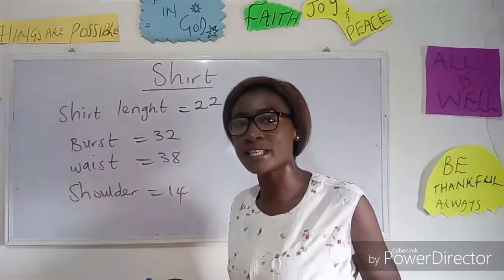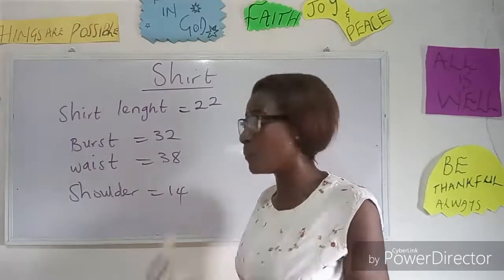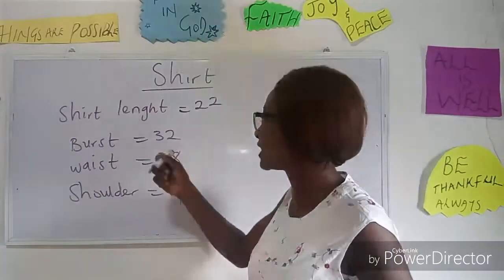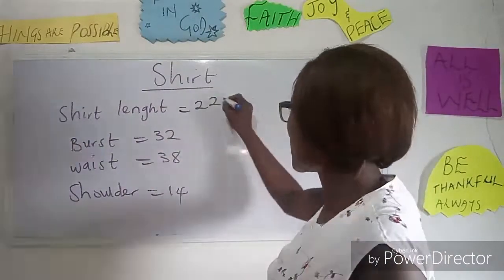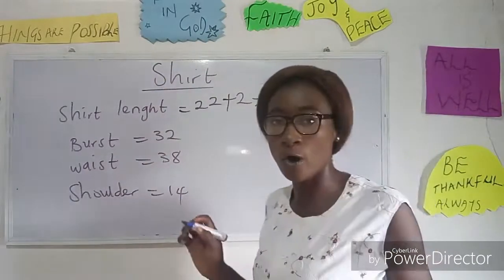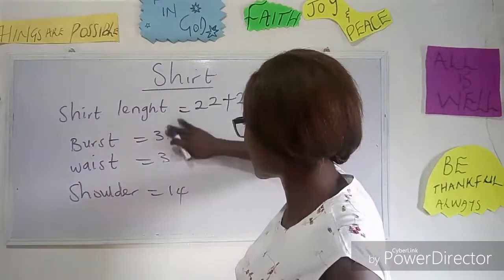Okay, so what are the basic measurements required for this? We need our shirt length, bust measurement, waist measurement and our shoulder measurement. So our shirt length is 22 inches. We are going to add 2 inches for the folding allowance. We have 24 inches. Our bust is 38 inches.